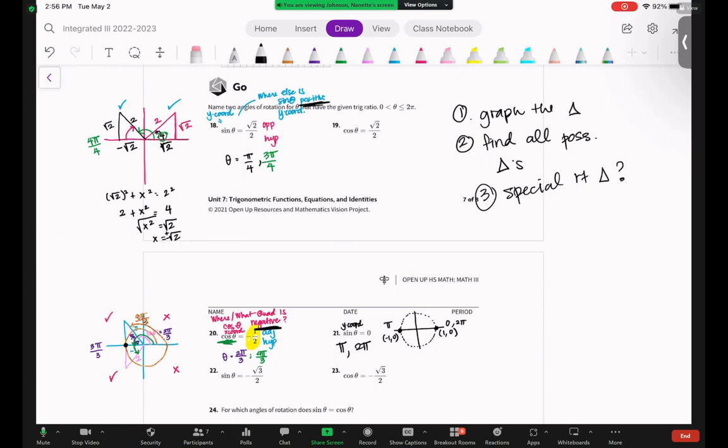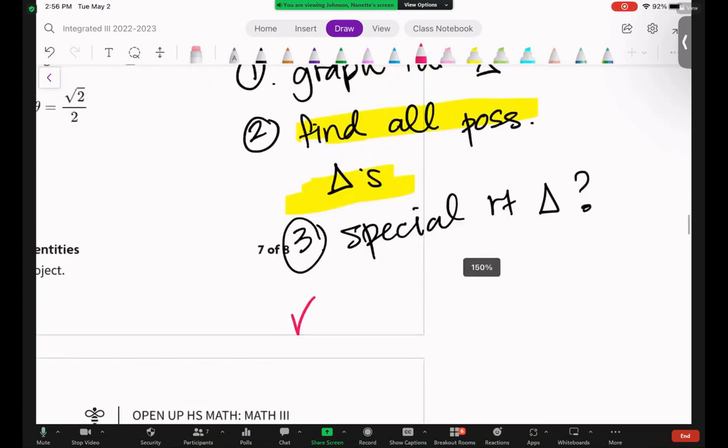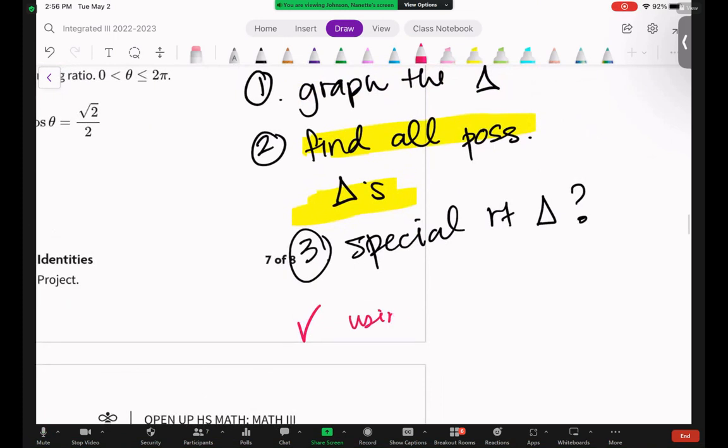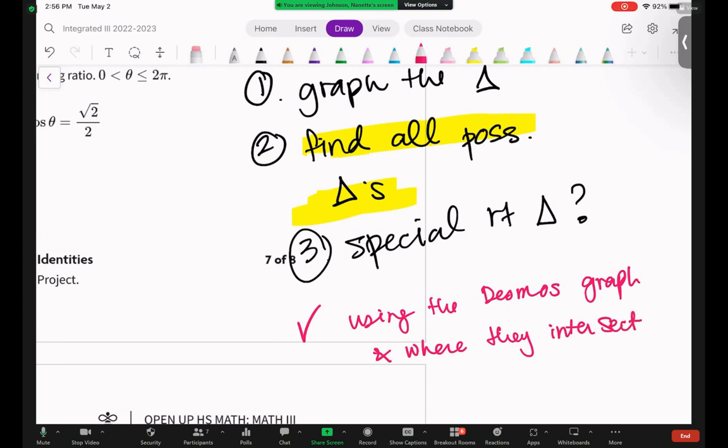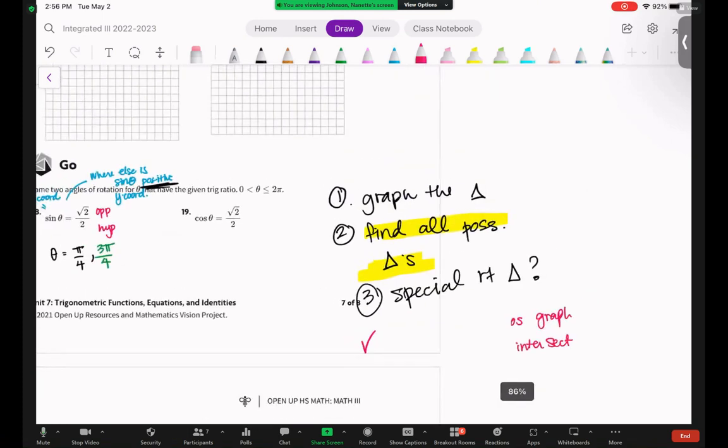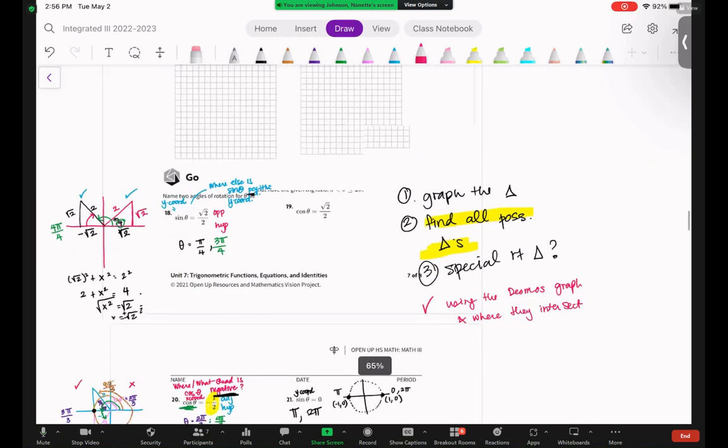So graph the triangle. The most important one is going to be the second one. Find all the possibilities. And then I'll write a check. Check using the Desmos graph and where they intersect. So this is only going to make sense if you paid attention to how I checked it. So those are kind of like my directions on doing that.